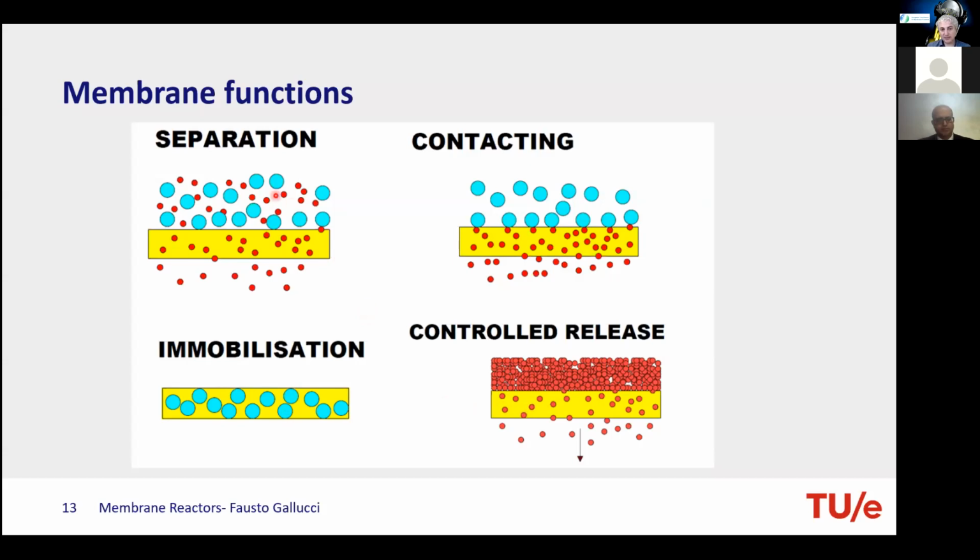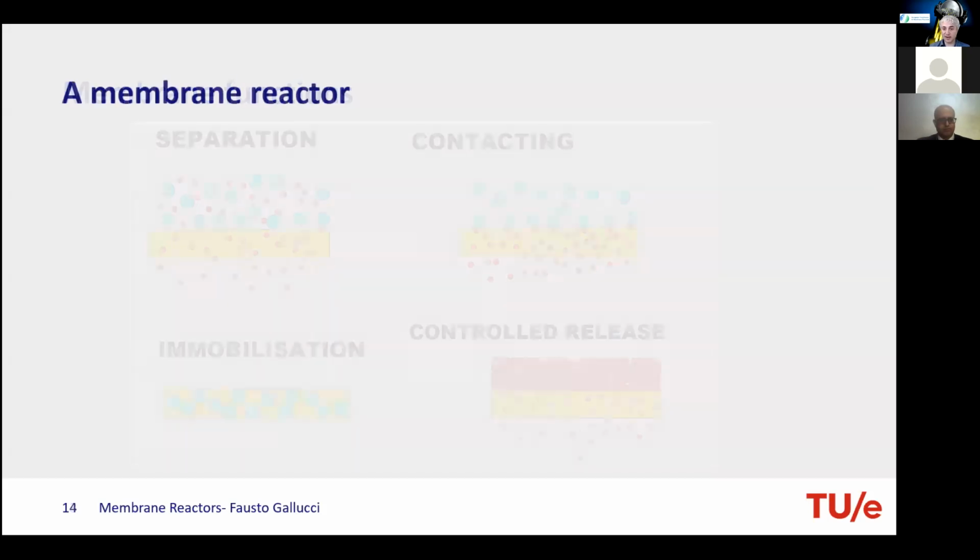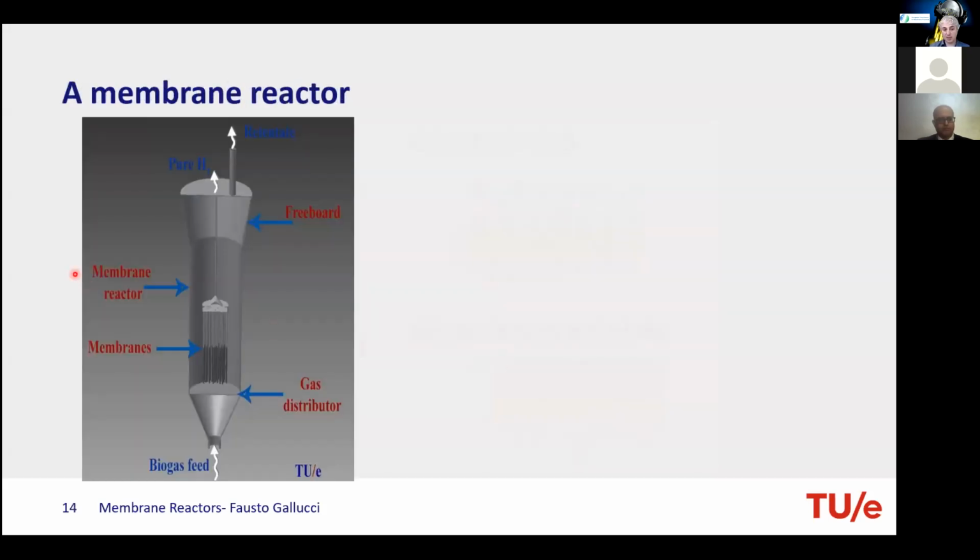Of course, you can integrate all of this function with a reaction. So you can have a contactor where the reaction occurs here, or you can have a reaction here and one of the product is removed. In that case, you have a membrane reactor. So a membrane reactor, if you look at a typical scheme, is a vessel where there is a reaction on a catalyst and you have a separation through a membrane. And the separation can be that you remove a product, but can also be that you supply a reactant to your reactor.